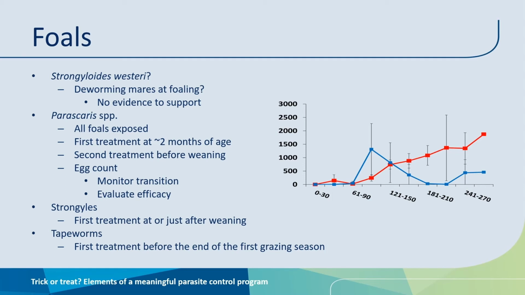For strongyles, the first treatment directed against strongyles is recommended at or just after weaning. Before that, we aren't all that concerned about choosing drugs effective against strongyles, but after that age, strongyles are now the dominating parasite. And we also recommend to consider the first tapeworm treatment around this time as well, certainly before the end of the first grazing season, because we have seen tapeworm disease in weanlings and young yearlings.